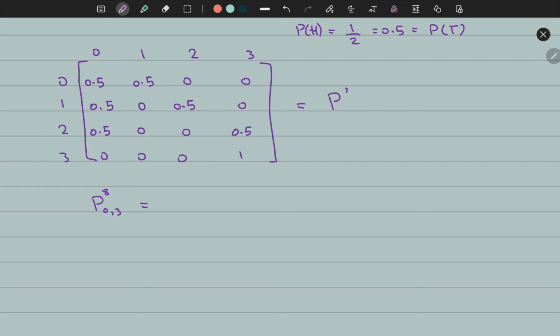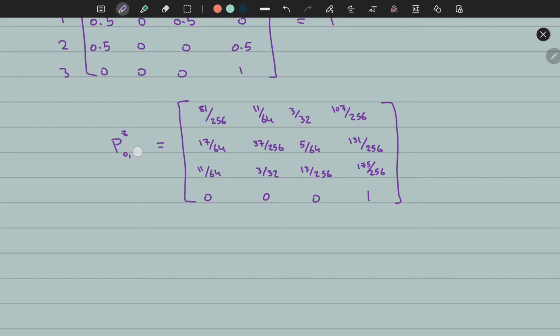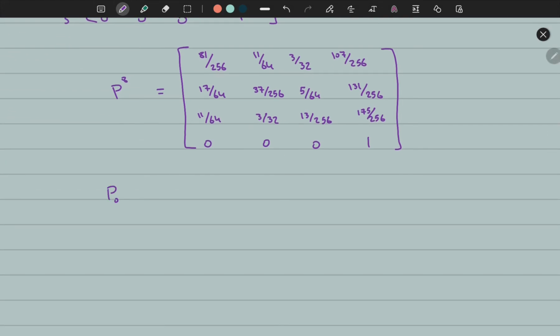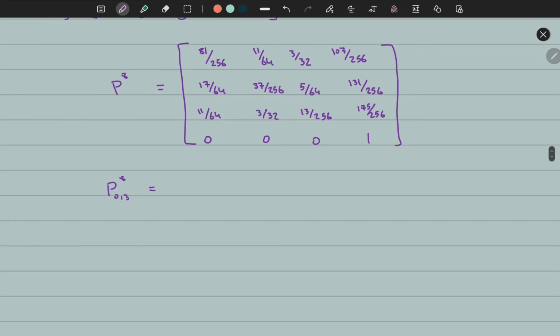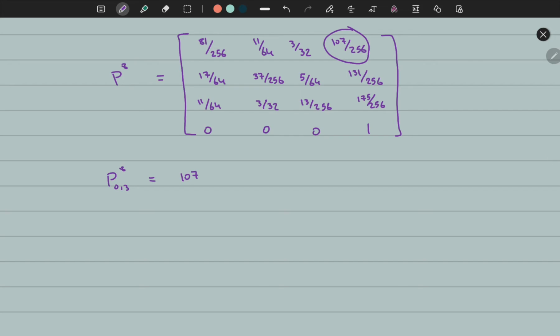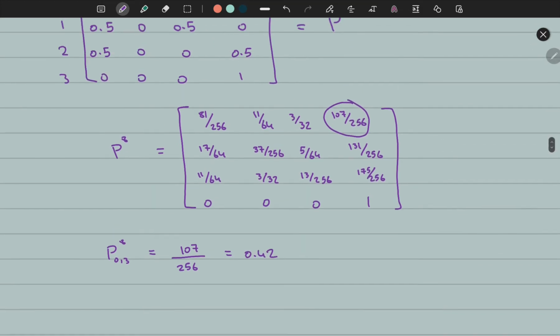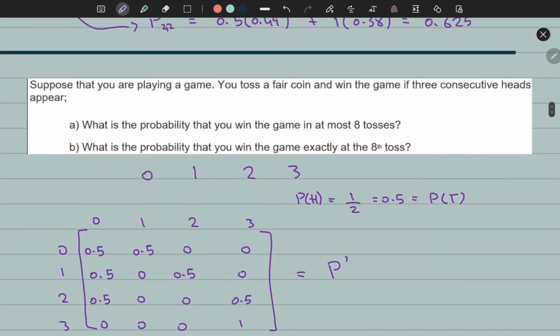After we find this, we just find P8 from 0 to 3. So let's calculate the matrix and we find the probability. After finding P8, we can directly find the entry from 0 to 3, which is basically this right here. It's 107 over 256, which is equal to 0.42. That's the probability to win the game in at most 8 tosses.